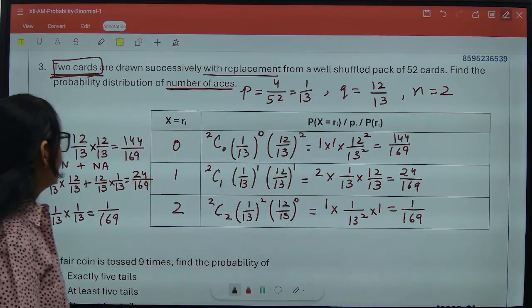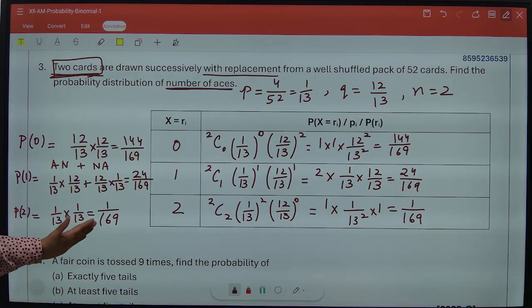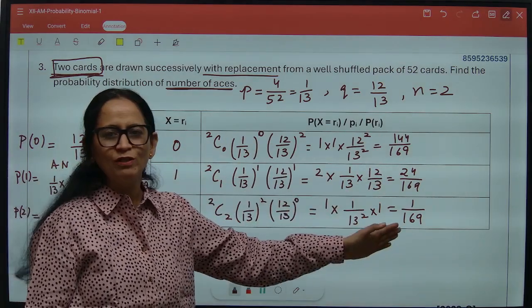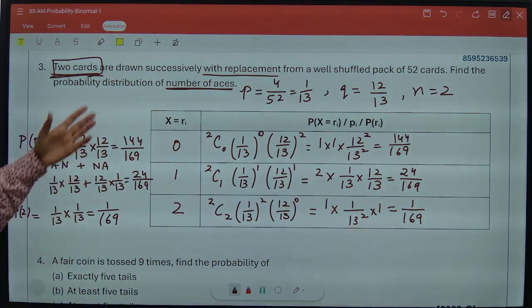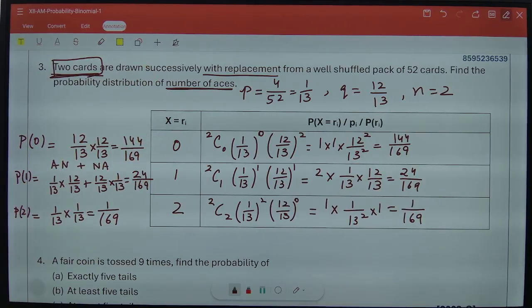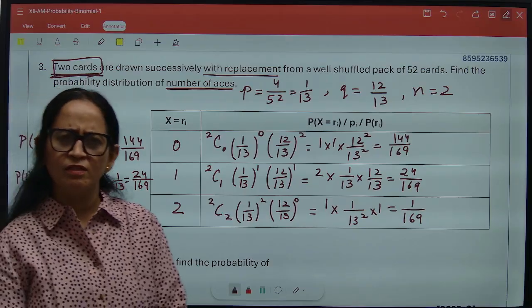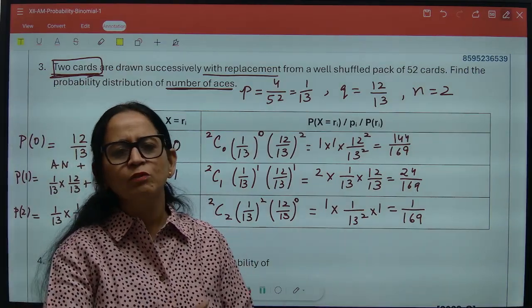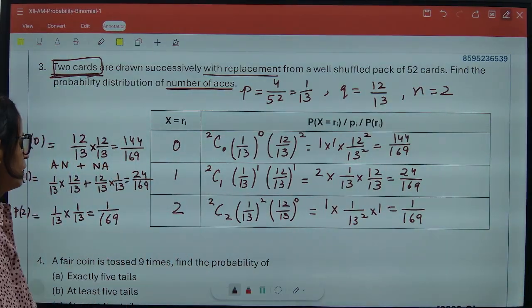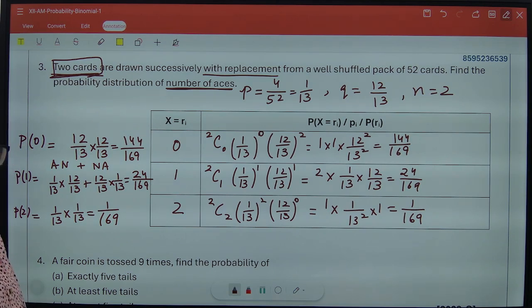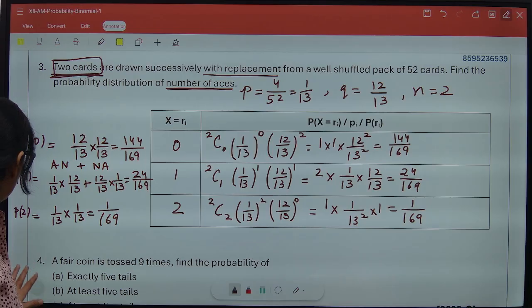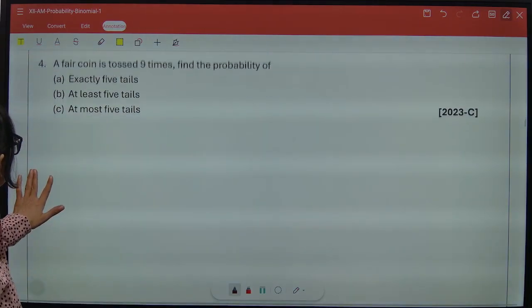So as you can see, the probabilities are the same whether you have done the question using binomial distribution or without it, because the value of n was very small. So for very small values of n, that is just 2 or 3, you can solve the question even without binomial distribution, and you'll get the same answer. Okay, so let's move to the next question.